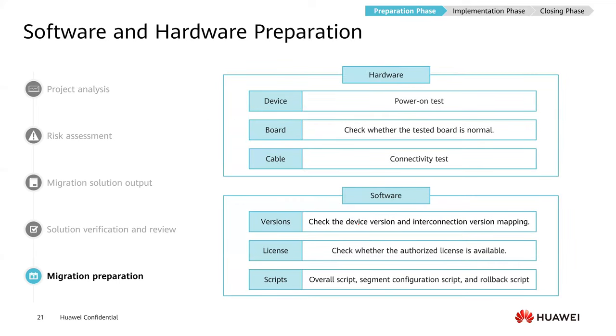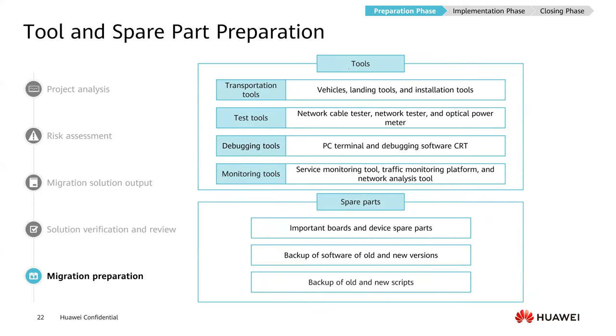You can find that we have a table, just an example, of what we need to consider for hardware and software. For example, for the software, you need to consider the version. You need to check the device version and the interconnection version mappings and licenses. You need to check whether the authorized licenses are available. And you need to prepare your script for the migration. For the tools, you need to consider the transportation tools, such as vehicles, and the loading tools and installation tools. And maybe you need to prepare test tools, such as a network cable tester, network tester, and optical power meter. These are just some examples of the tools that may need to be prepared.